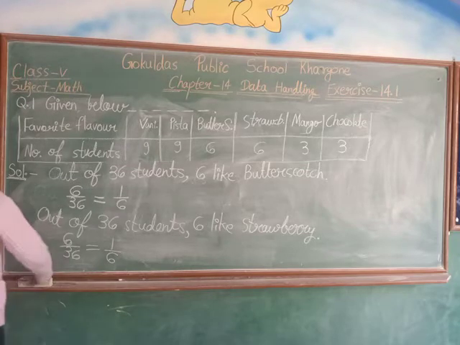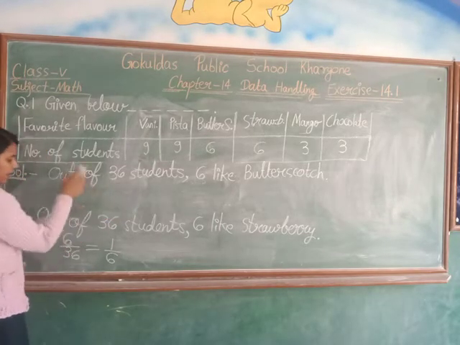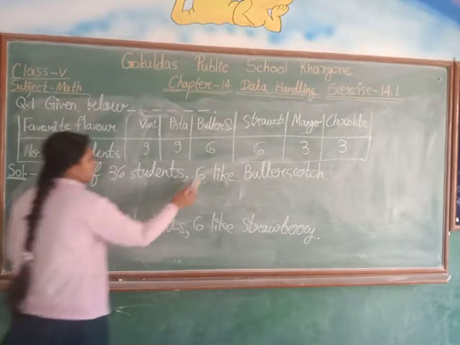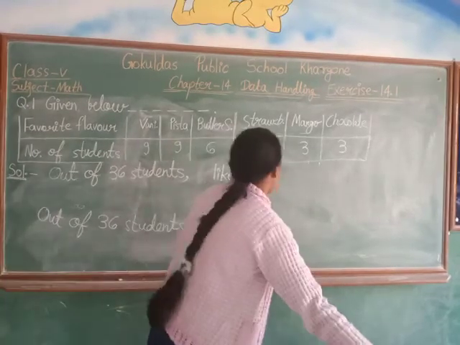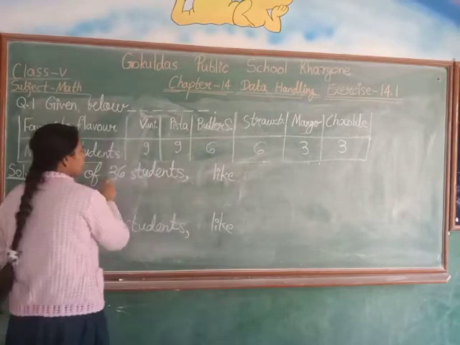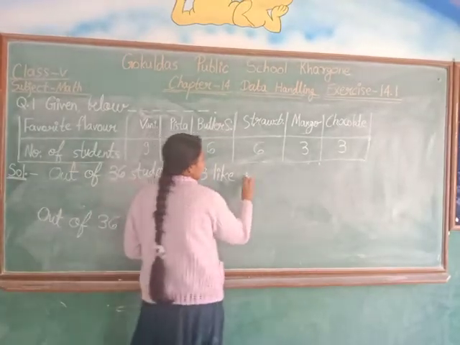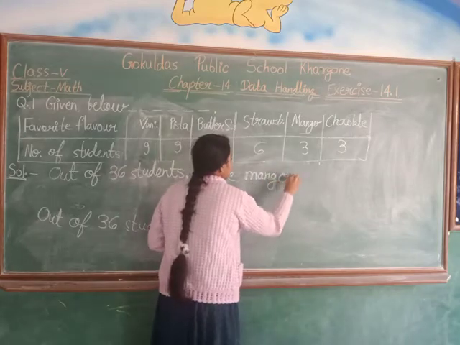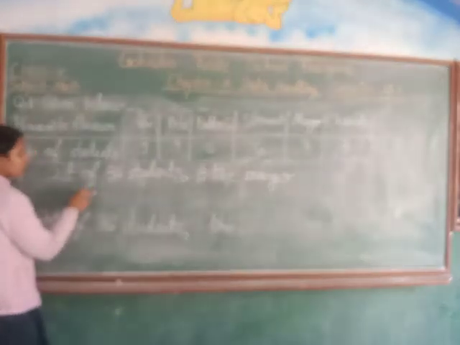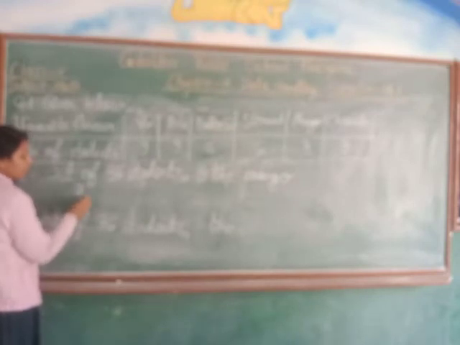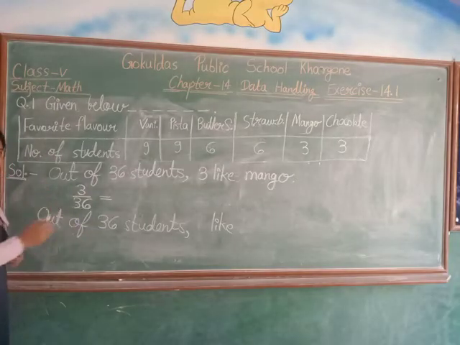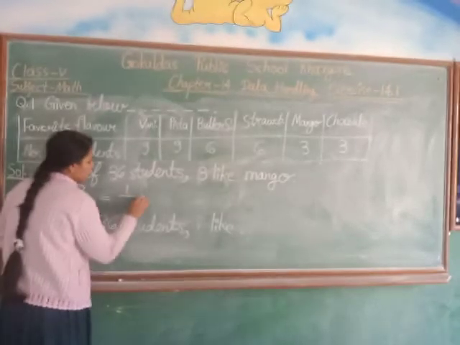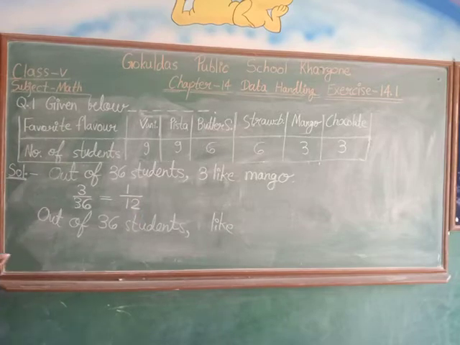I am erasing. After writing these two, you will note down. We will write for mango. So out of 36 students, 3 like mango flavor, right? So how can we write it in numerical form? 3 upon 36. Now it will become 1 upon 12.